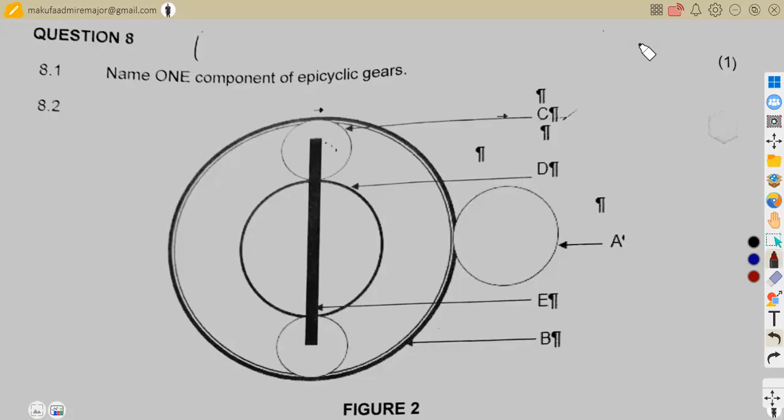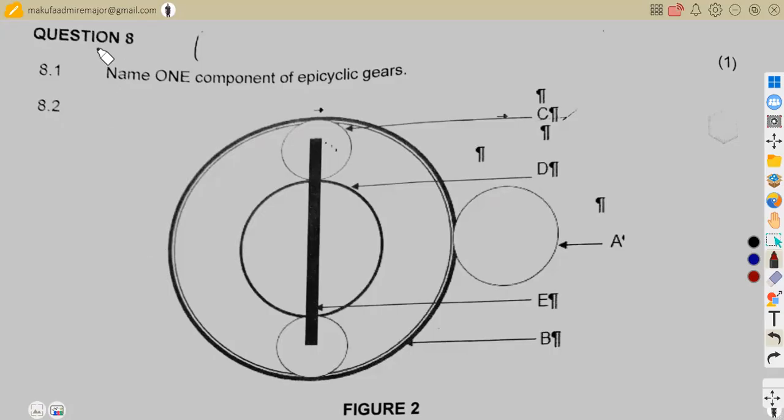Still working on Mechanotechnics N5 revisions. In this case, we shall be working on the epicyclic gears so that we know some basic calculations that you might be given, and how to attempt typical questions. So this is the August 2023 exam that we are going to consider.